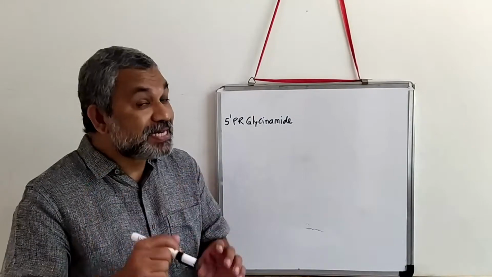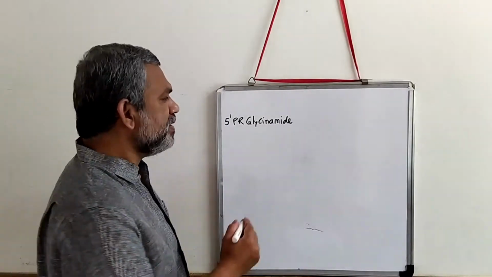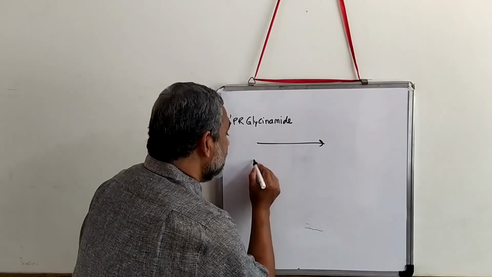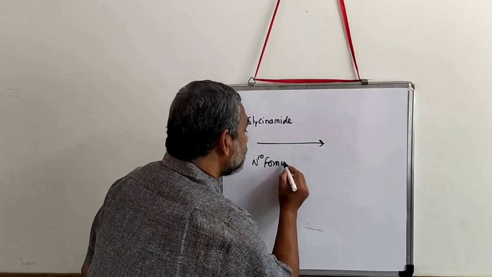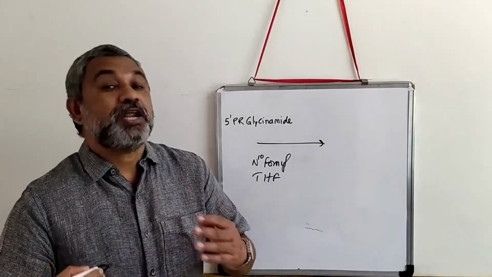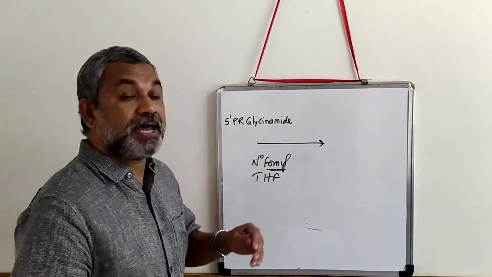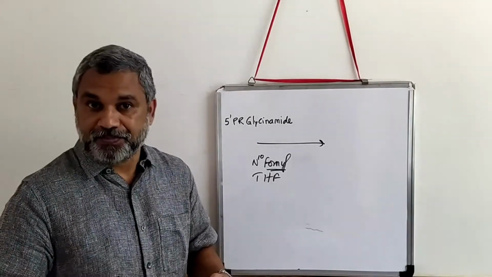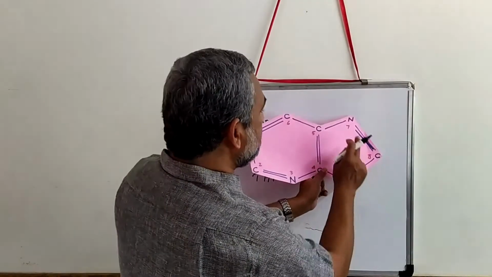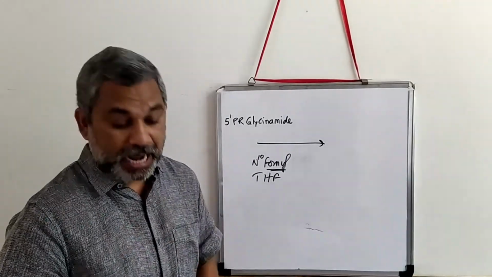Let us look at the third step. Once we have 5-phosphoribosyl glycinamide, now what is to be done is add N10 formyl tetrahydrofolate. So N10 formyl tetrahydrofolate will transfer the formyl group to 5-phosphoribosyl glycinamide. We are trying to construct the ring. So now we have reached up to here, and we are trying to add this carbon atom. So the formyl group is transferred.